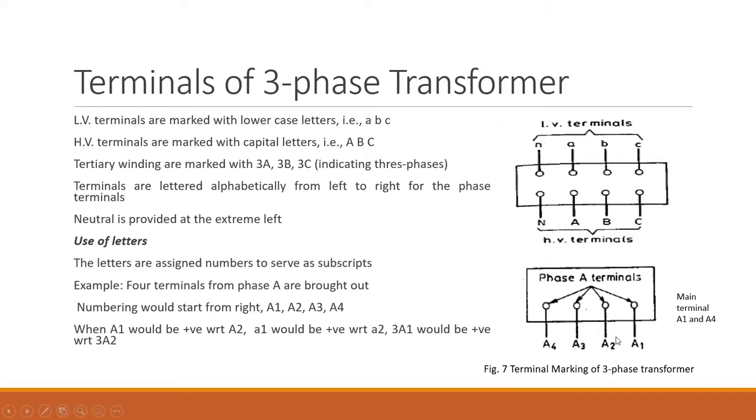When A1 is positive with respect to A2, at that time the small a1 means we are talking about the terminals on the LV side. So a1 will be positive with respect to a2 for the LV terminal. At the same time, if a tertiary winding is available, 3A1 will be positive with respect to 3A2.